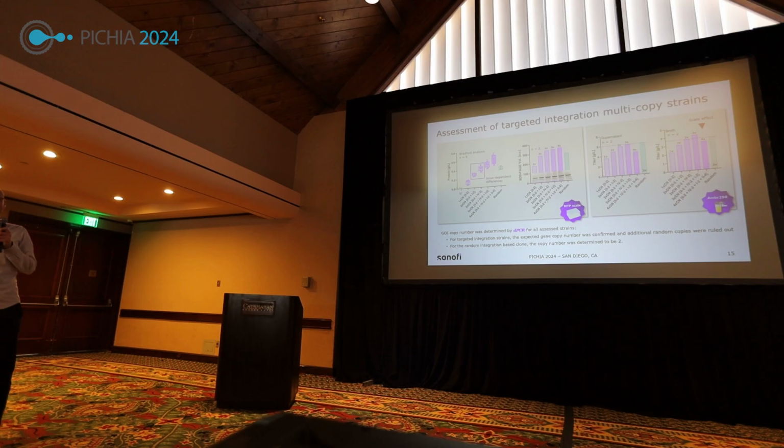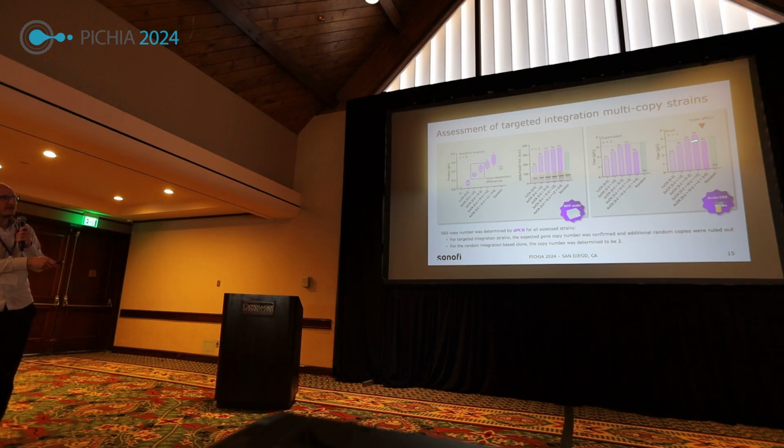If you benchmark the random integration strain here, I think the same message as before. We are comparable or even better with the targeted integration strains, especially if we normalize to biomass formation, then the 3 copy number strain is even a little superior. And we have verified the copy numbers for the targeted integration strains with digital PCR, which could be confirmed, and we have also seen that the random integration strain had a copy number of 2. So I think the data fits really well.